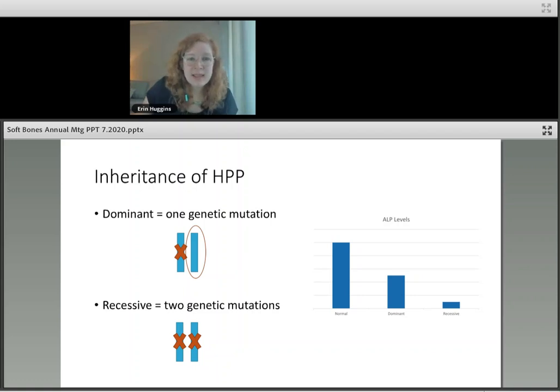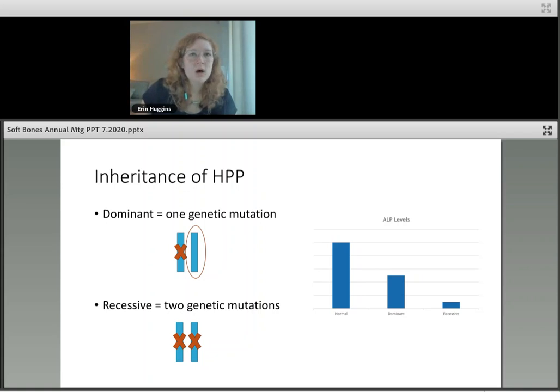If you've got dominant ALP, it'll be decreased, but you've still got that one normal copy, so you could still have some functioning ALP. Or if you have a recessive condition, you have no or very little functioning ALP, and you're going to have a more severe presentation of the disease. So theoretically, the less functioning ALP you have, the more severe the disease presentation might be. And there are a couple of exceptions to this.